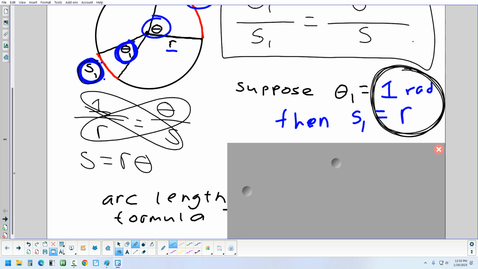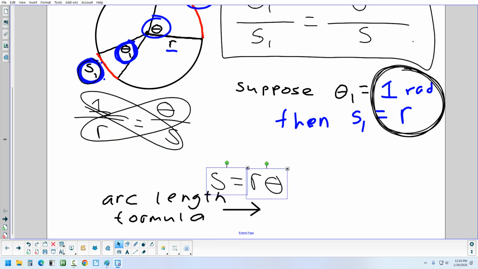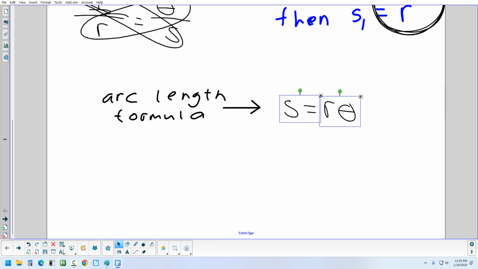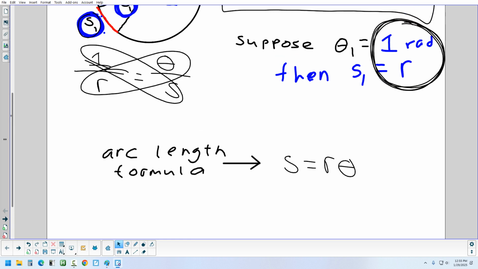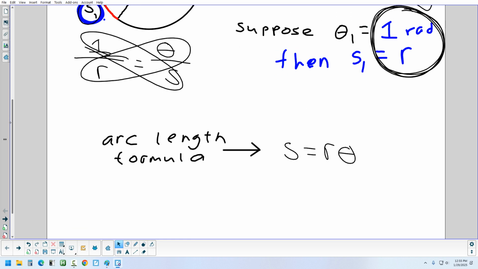And that, I'm just going to move that over here, is the arc length formula. So that's the formula that we need to use to find the length of an arc. And it comes from cross multiplying in the proportion. We're not going to have to cross multiply again. We've got the formula now. We're going to use it.